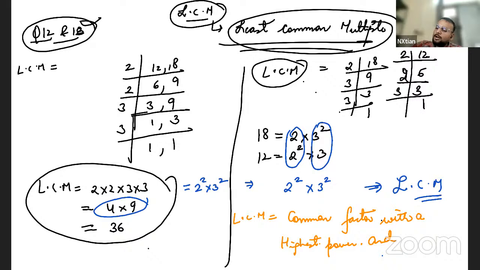And uncommon also. In this example, there is no uncommon factor, but if there is a 7 also here, then you have to write 7 also because it's uncommon. Understood? So what does LCM mean? Common factors with the highest power, and uncommon ones. Those which are not common, you have to write that also in LCM. Understood? Yes or no?